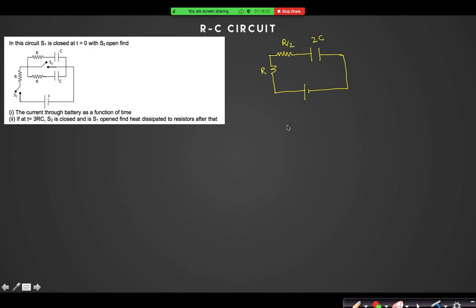So can I say that the function of charge will be A equal to B, because A plus B will be 0. Initial charge of the capacitor was 0. Yes or no? So the charge will be, yes sir, 2C into V, 1 minus e power minus t by tau. Tau is equal to 3R by 2 into 2C. Yes or no? Yes sir. Have you got that equation as your first answer?